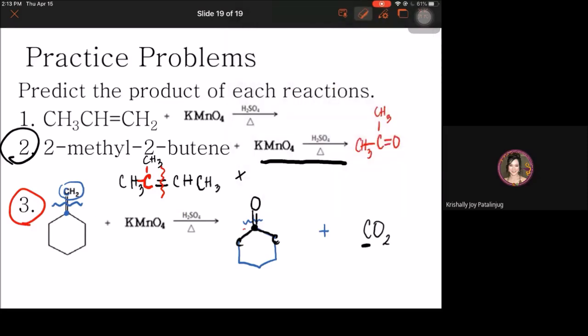Then, for the other product, you have to determine this part. This carbon has one hydrogen, and the other is an R group in the form of CH3. Again, one is hydrogen and the other is an R group. So this part becomes not CO2, not a ketone, but a carboxylic acid.